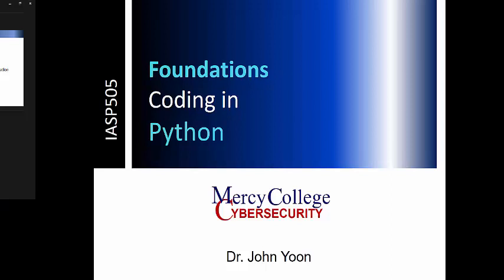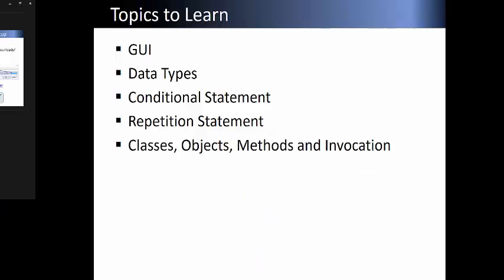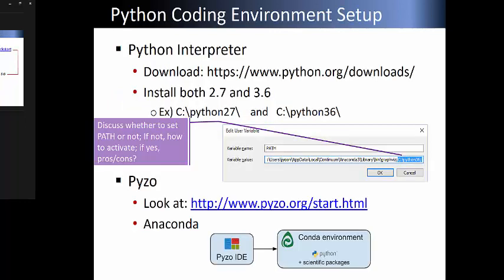Okay, coding, Python. Topics to learn: graphical user interface, data types, conditional statements, repetition statements, class objects, methods, and invocation. Those are discussed in 6 weeks. Then we need to download some programming environment, right? What we're going to download is the following. We're going to download the native Python interpreter.